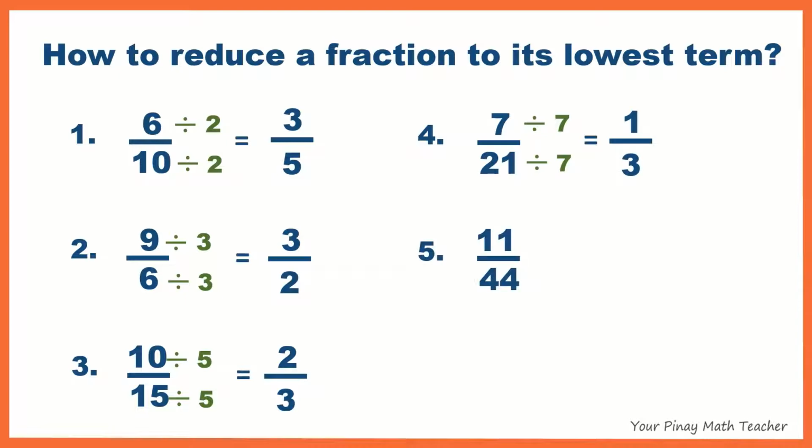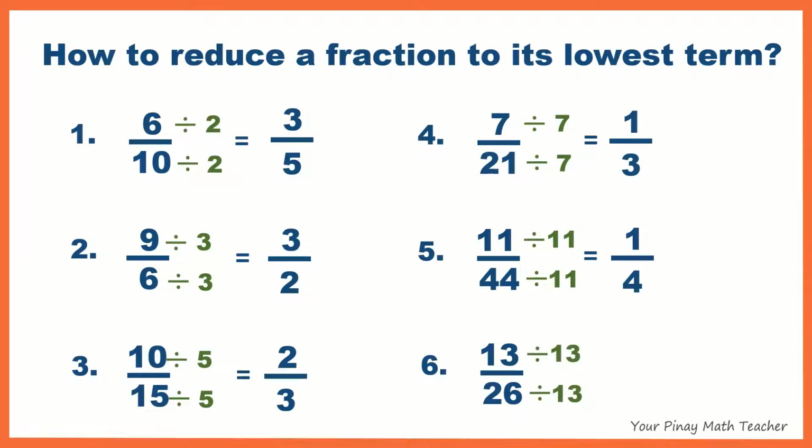Number 5. What do you think is the number that can divide both? 11. So the lowest term of this fraction is 1/4. Number 6. The lowest term of this is 1/2. And the only number that can divide both is 13.